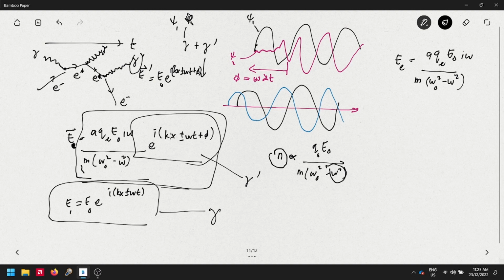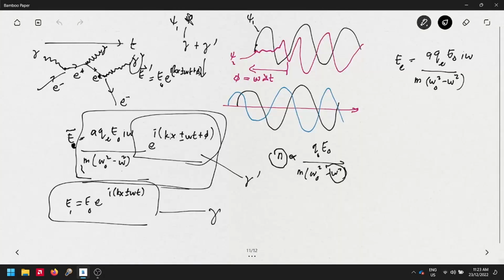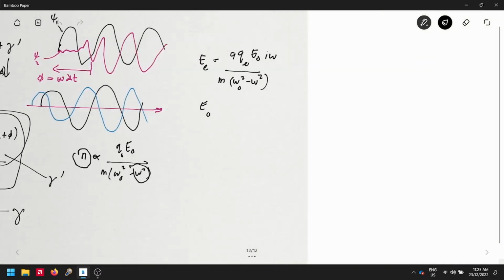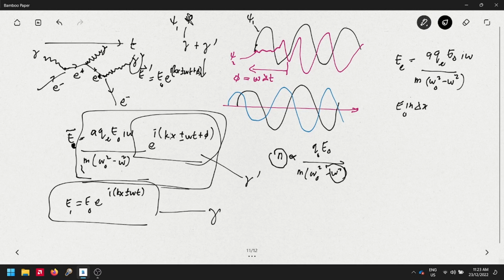Okay? And then if you compare this one with this one, the amplitude here is E naught times this, right? So the amplitude of the secondary wave is given by E naught times i n delta x. This is the amplitude, yeah? Both of them are equivalent. So you will find that if you have E naught i n delta x equal to a constant, E naught i omega, there should be omega also in front here.